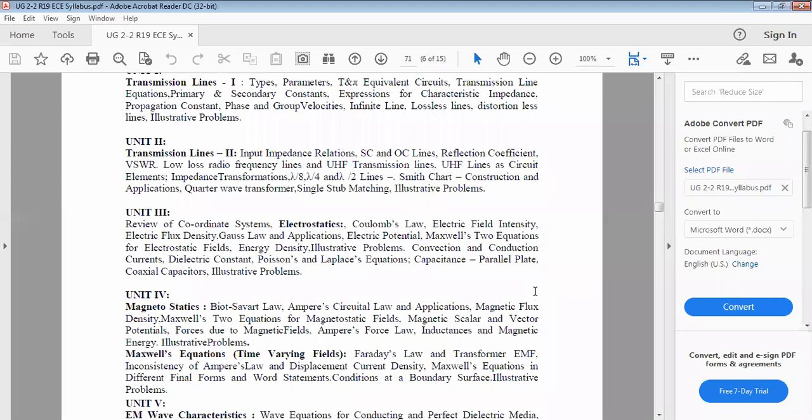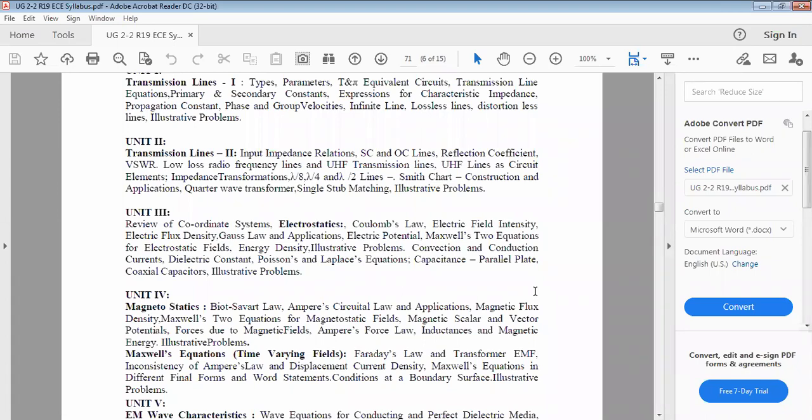Of course, some contrast is there between electrostatics and magnetostatics. A static charge produces an electrostatic field, and a moving charge produces magnetostatics. In units 3 and 4, we dealt with Maxwell's two equations for electrostatic fields and Maxwell's two equations for magnetostatics, right? That combination is given as Maxwell's equations for time varying fields. For static fields there is no time variation, but here it is time varying.